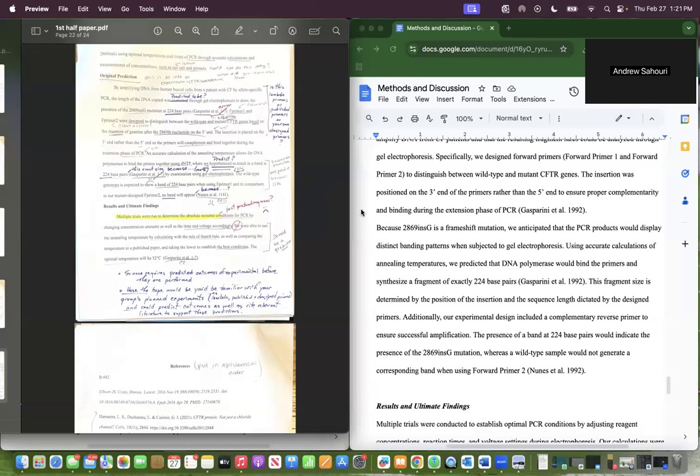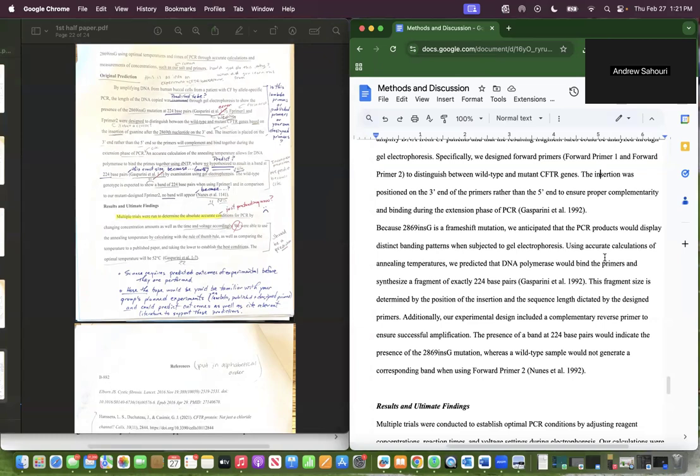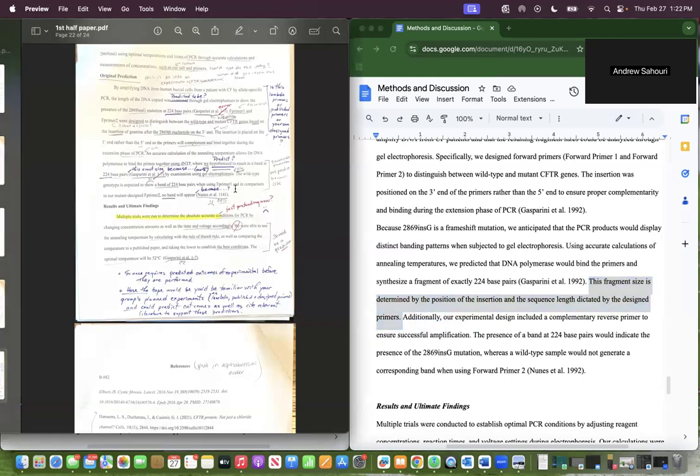Where we hypothesized, I just put "anticipated." I know I should have put "predicted." No, sorry, I did put "predicted." Using an accurate calculation of annealing temperatures, we predicted that DNA polymerase. So I added the "we predicted" as well, and I also put how we got the exact size of 224 base pairs. This fragment size is determined by the position of the insertion and sequence length dictated by the designed primers. So I put how we got that.